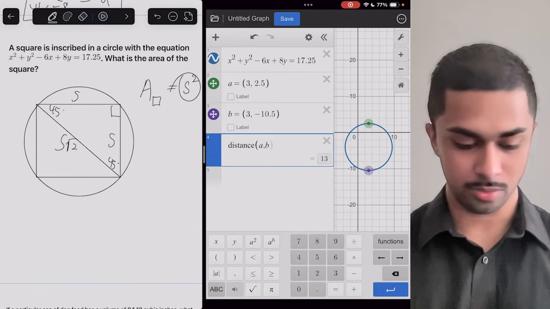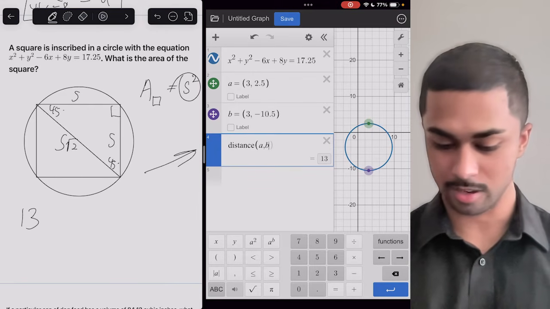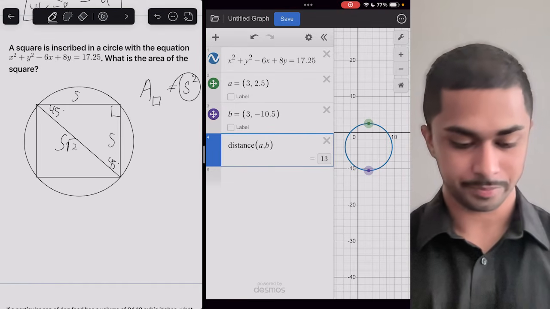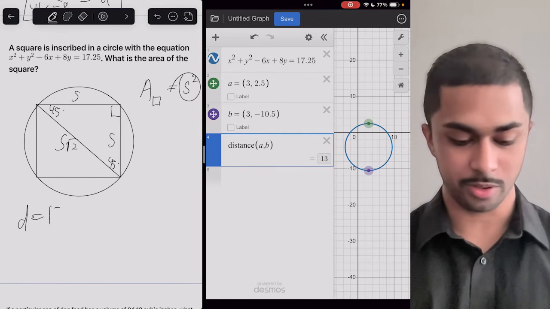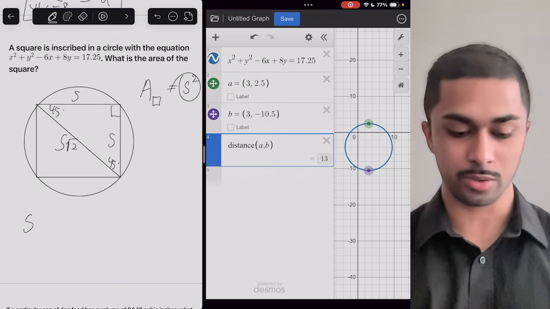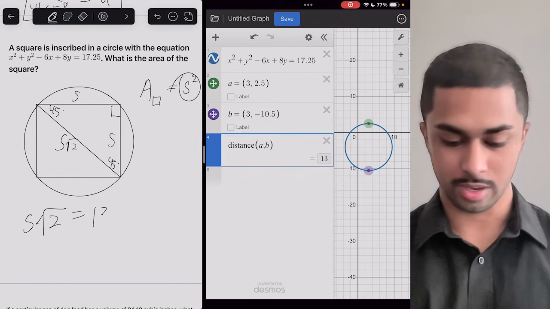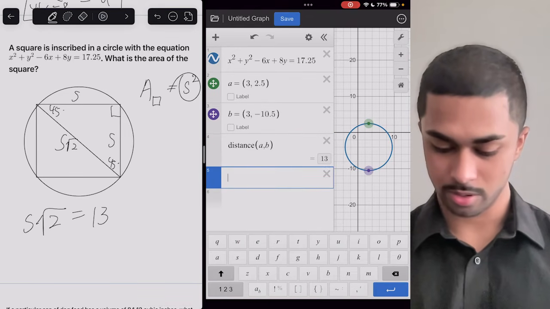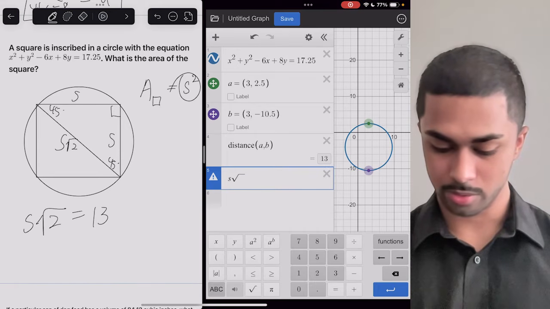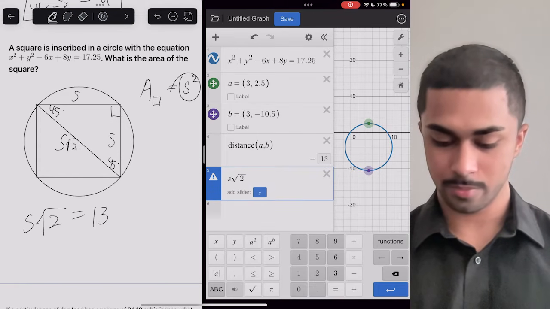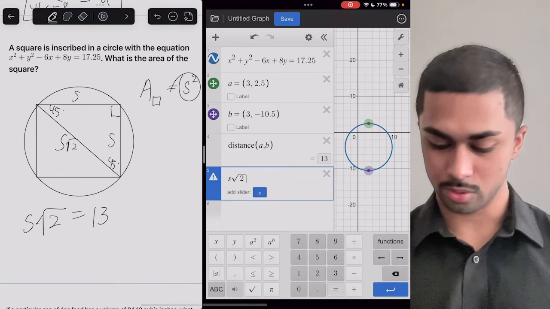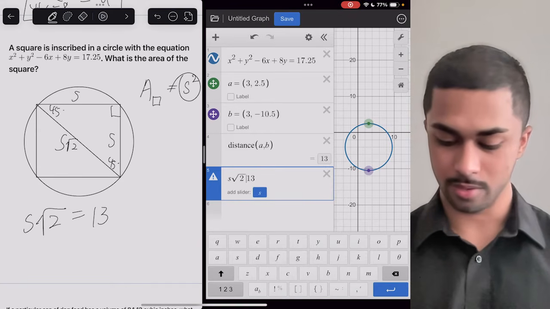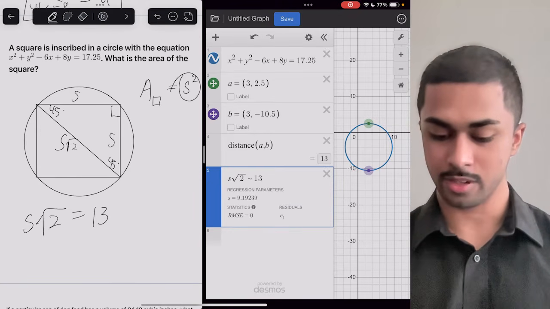And I think that you can see that 13, which is the distance right here, says it right here. It's the diameter of the circle, right? So the diameter is equal to 13. The diameter is also equal to s root 2. So that's equal to 13. Now, what we can do here, s square root 2 is equal to 13. We just replace this with a tilde, and it gives us the value of s.